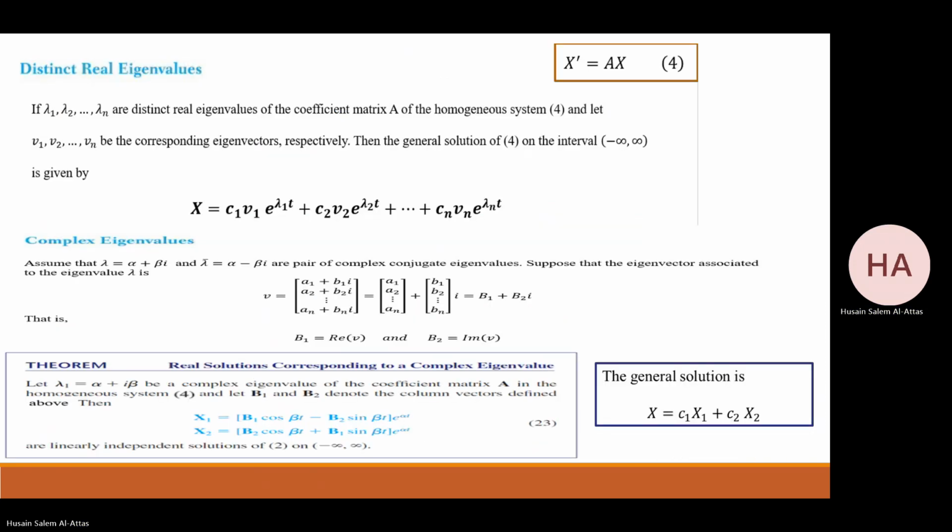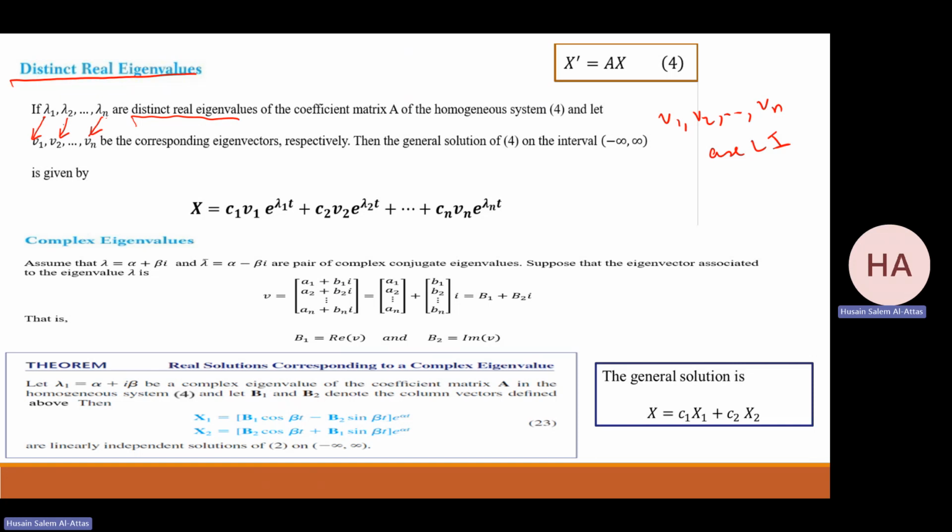Okay. Now, if I have distinct real eigenvalues, what will happen? I have lambda 1, that will give me V1. Lambda 2, give me V2. Lambda n, give me Vn. And for sure, these Vs, getting through these distinct real eigenvalues, are linearly independent.